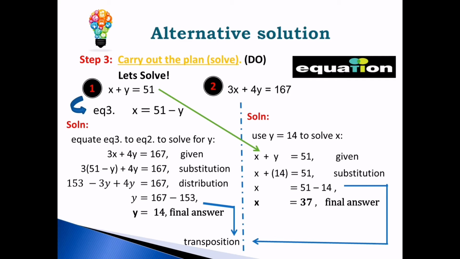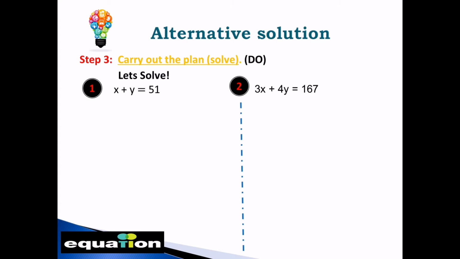What if I am going to use equation 2 so that I can still have the same values for x as 37 and for y as 14? So let us start with equation 2. I am going to create another equation from equation 2 in terms of y.